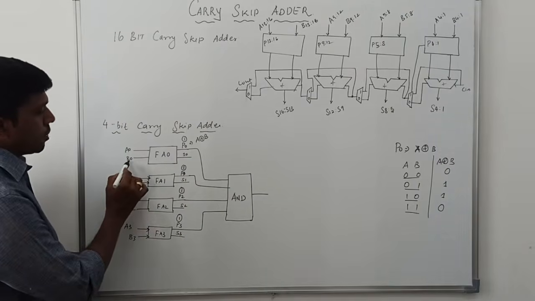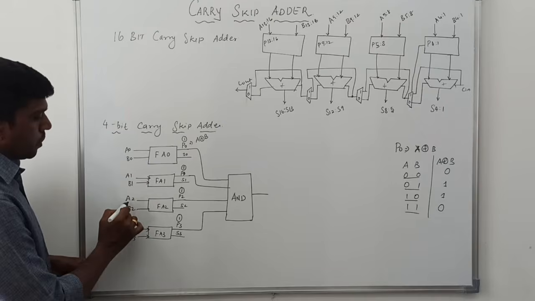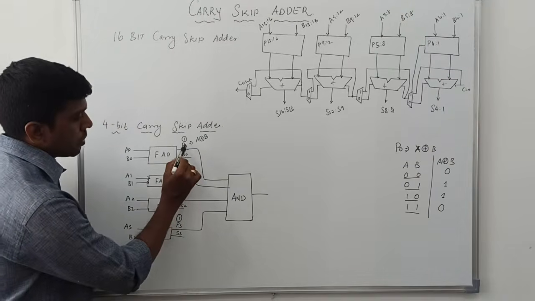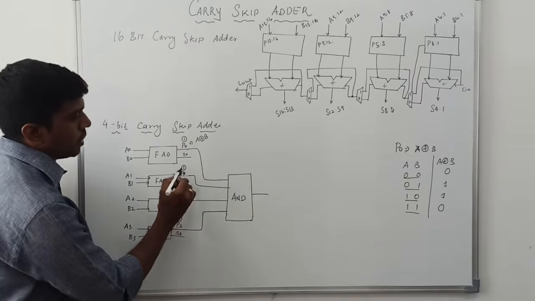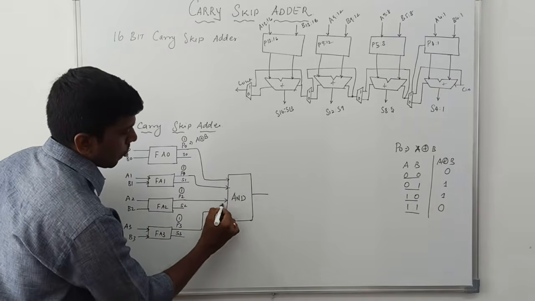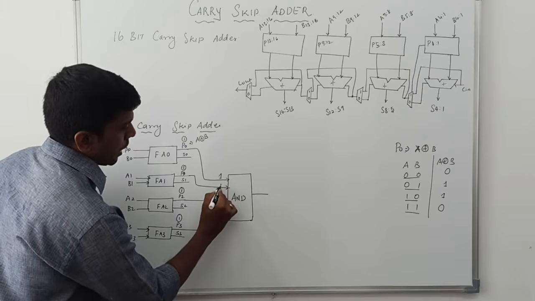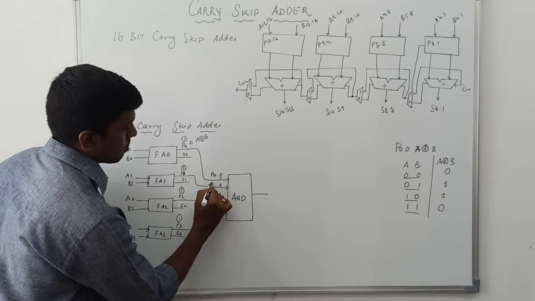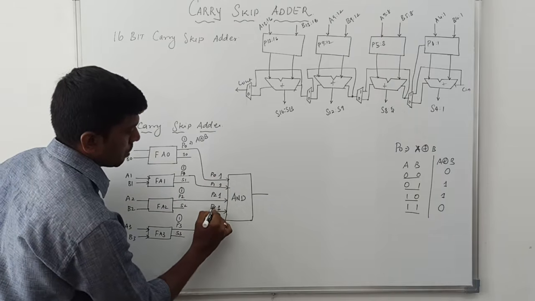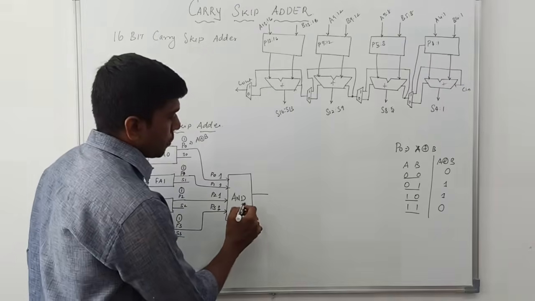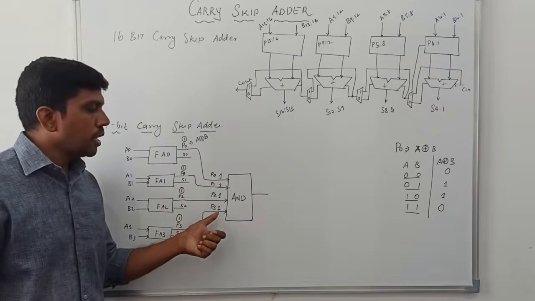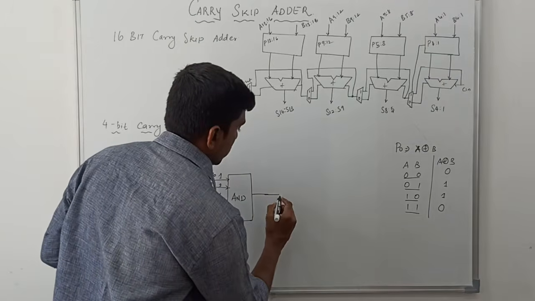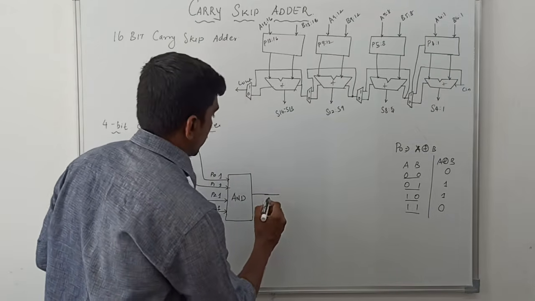So here A0 is not equal to B0, A1 not equal to B1, A2 not equal to B2, A3 not equal to B3. In this case, all the propagate bits are 1. So the inputs of the AND gate, P0, P1, P2 and P3, are all 1. The property of an AND gate is that when all the inputs are high, the corresponding output is 1.